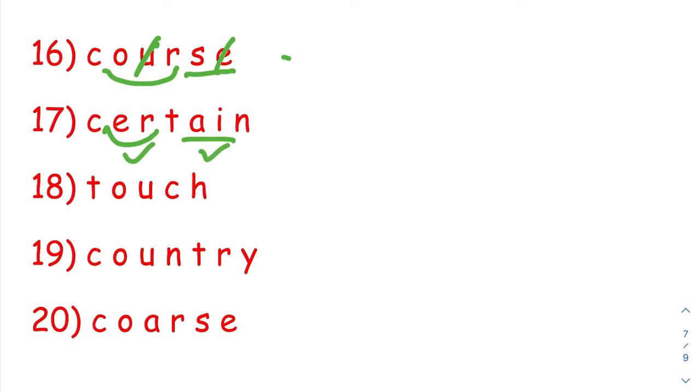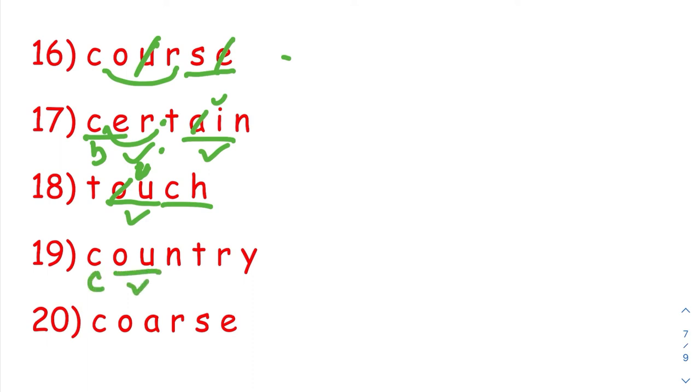Okay, number 17, you'll see the sound. And then the I usually makes that A sound, but here we just hear certain. Ooh, there's also the soft sounds. Certain. Good. Number 18. OU makes the ow sound, but here you hear ch. So that short U sound or that schwa sound there. Good.